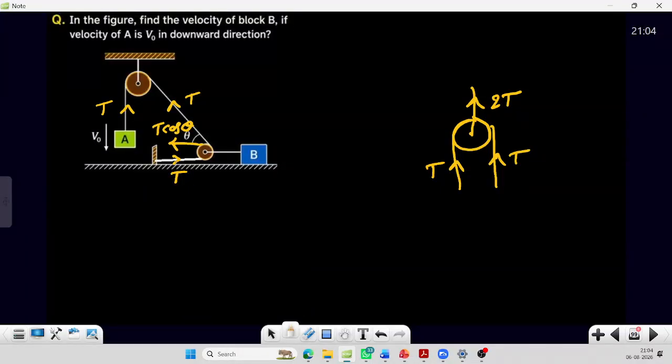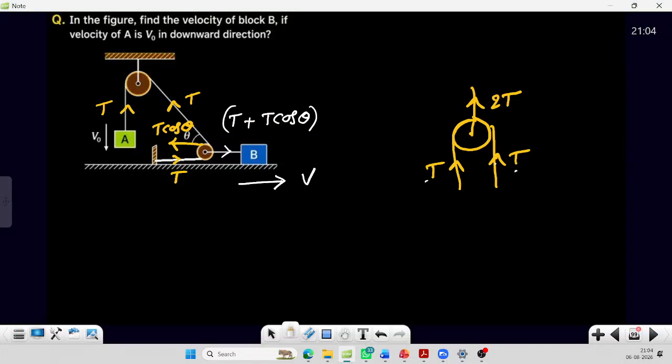Now you tell me, this T cos theta, then how much is this value? We added these two. Yes, T plus T cos theta. Understood this point? Tell me. This is the crucial thing here. So then this block, let us say, will move like this.